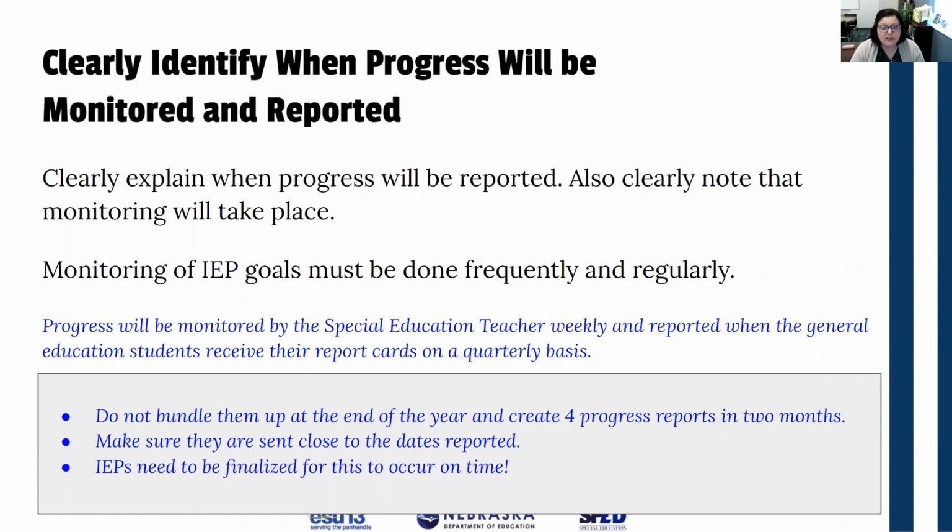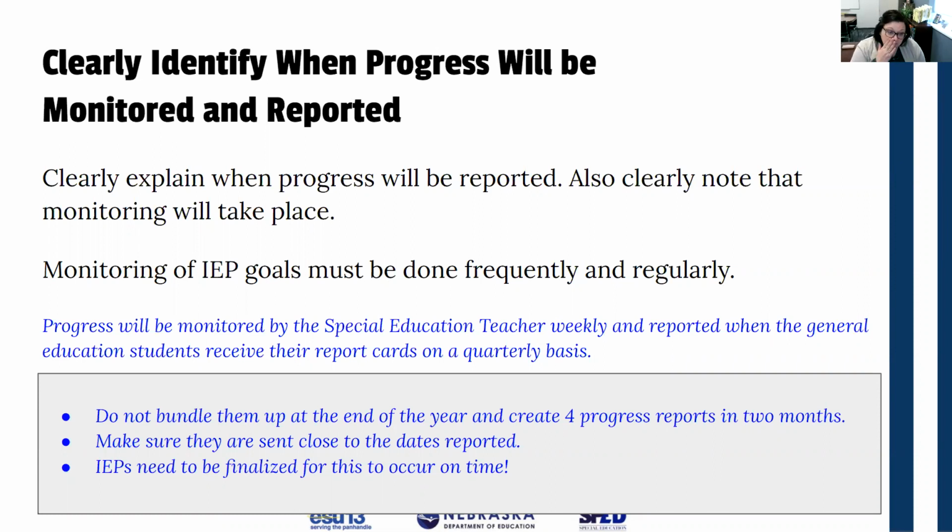We also want to clearly note that monitoring will take place. And that's why in the examples that I provided you, you'll notice that I said, an analysis of the information identifies that Pam will reach her goal by the end of the IEP cycle. That's important to note because we're saying, I'm really monitoring this, I'm on the ball with this, and I'm really clearly helping out.